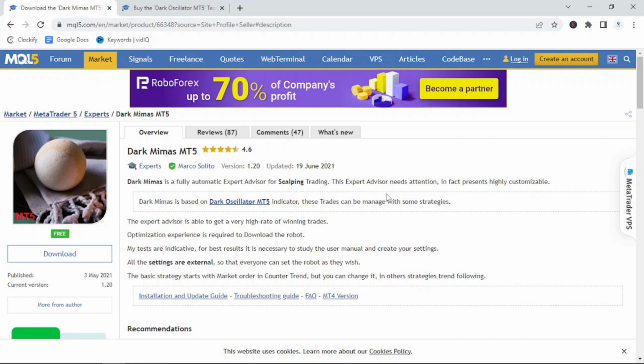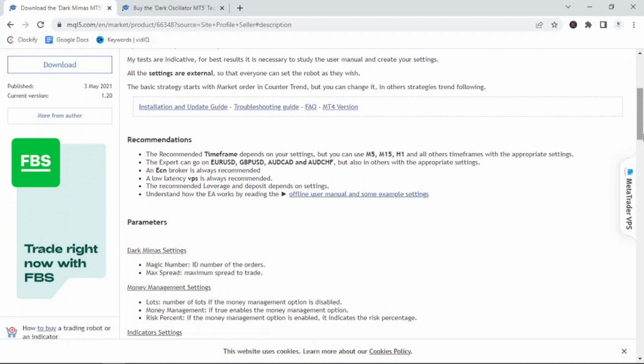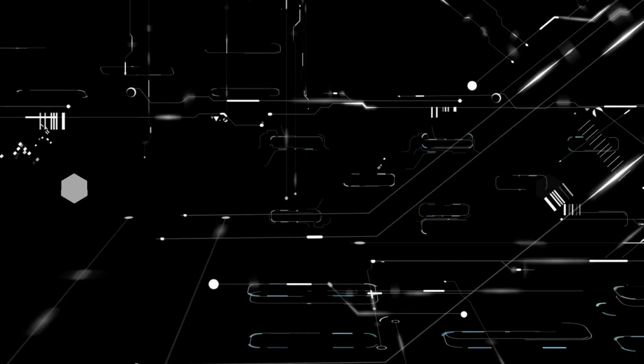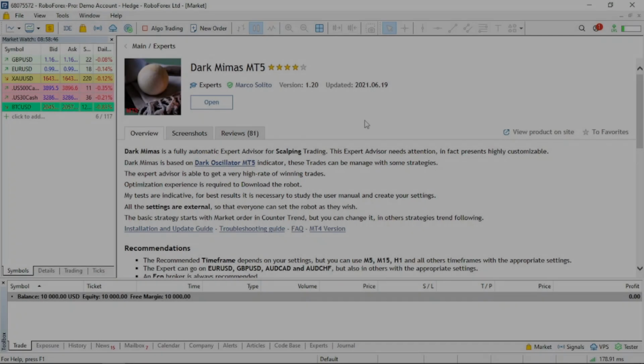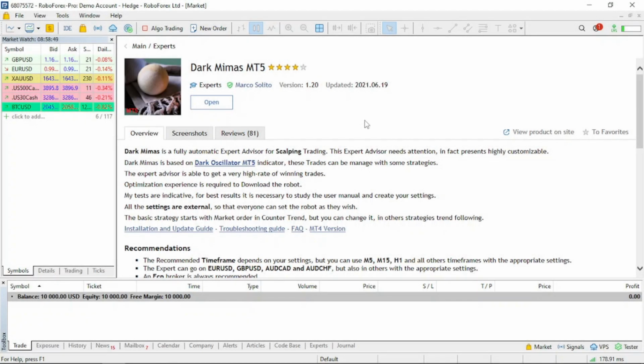Let's take a closer look at some of the recommendations for Dark Mimas. I always recommend taking a closer look at these from the programmer as to give you a better indication of how to trade the bot. Now there is an installation and troubleshooting guide as well as some frequently asked questions. When it comes to the recommendations, the recommended time frames are the 5-minute, the 15-minute, and the hourly. The expert advisor can go on the Euro USD, the pound dollar, the Aussie dollar, and the Aussie franc. So let's go to MetaTrader 5 and run our first strategy test.